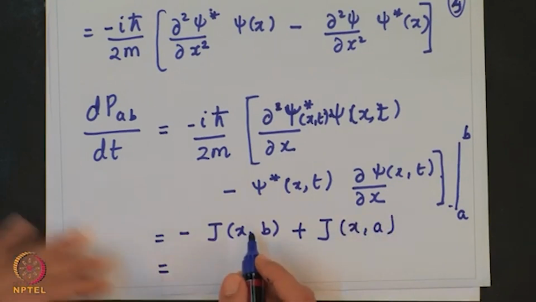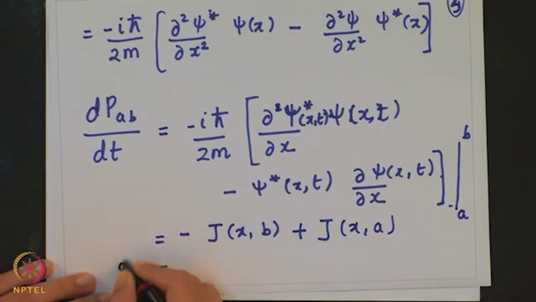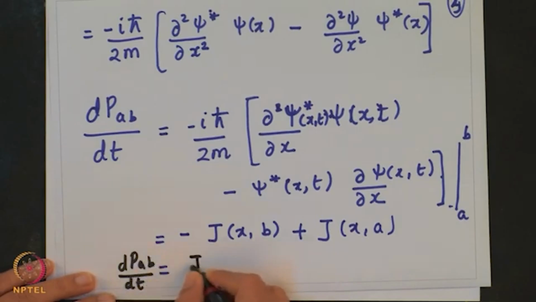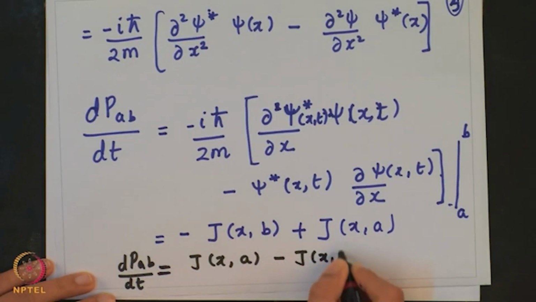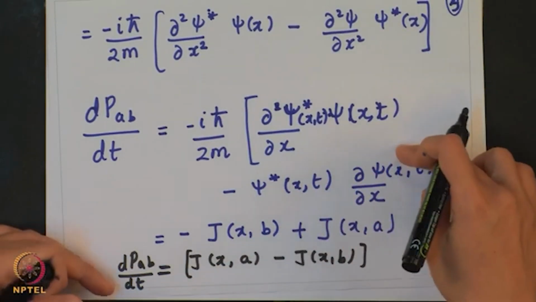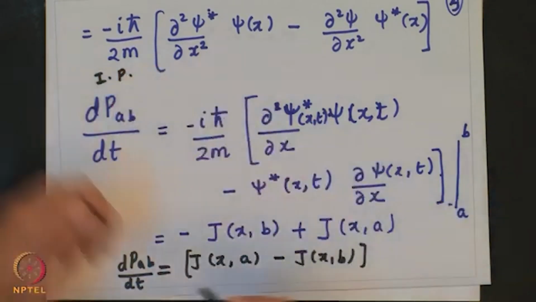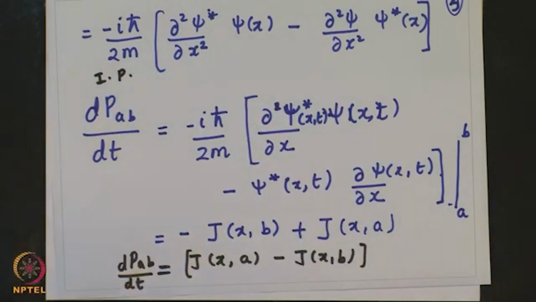So, in the end I have dP_ab by dt is minus this. Here, this step requires integration by parts. So, here I have done integration by parts, remember. Once you do the integration by parts, you will obtain this expression, and then you put the limits and obtain the a part of problem 3.